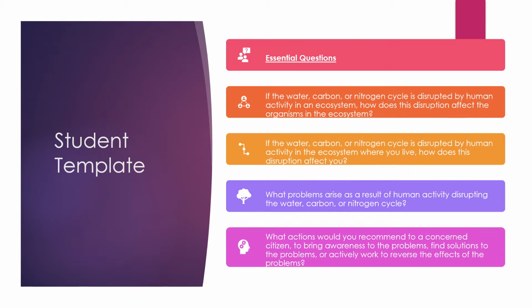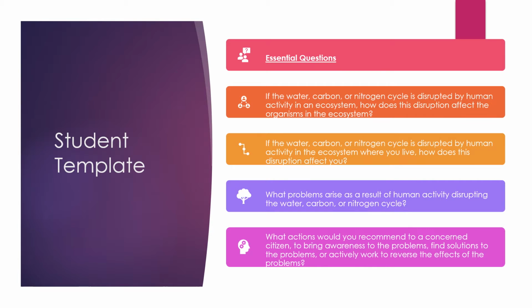The essential questions are used to guide students' research on various matters within the ecosystem and how humans can affect the natural cycle of matter in the ecosystem. Students will have to use critical thinking and planning skills to create a plan of action. The essential questions are as follows. If the water, carbon, or nitrogen cycle is disrupted by human activity in an ecosystem, how does this disruption affect the organisms in the ecosystem?